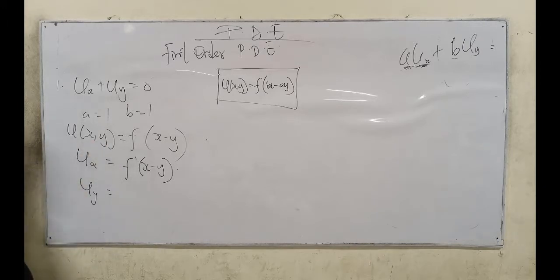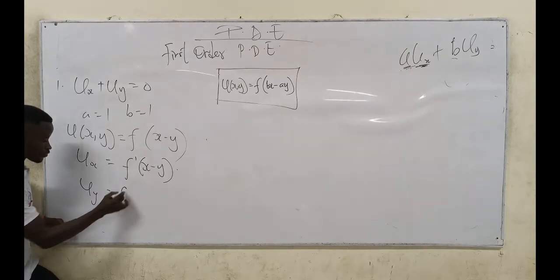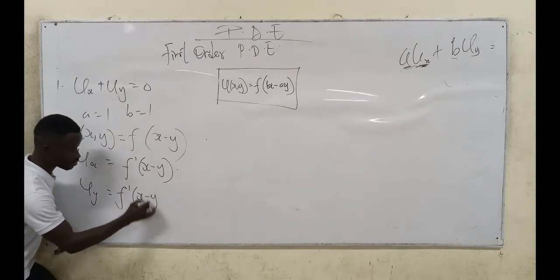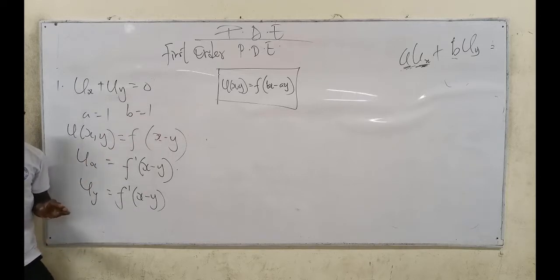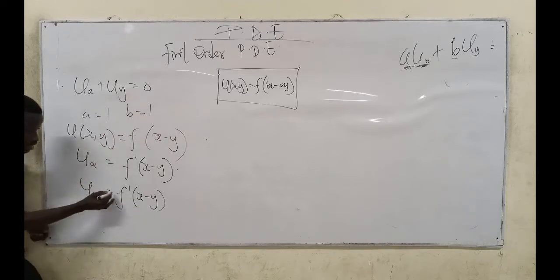Then let's go back to the function again. By treating y as constant, the whole of this will be negative. Then we differentiate the inside, negative, by treating x as constant. So that would be negative.